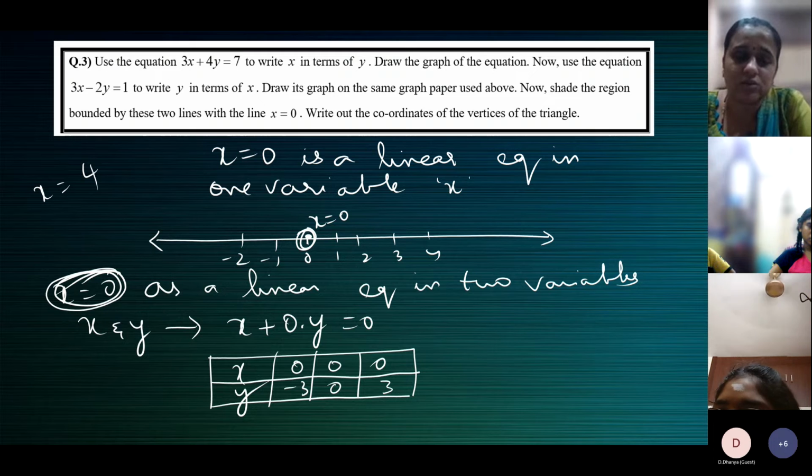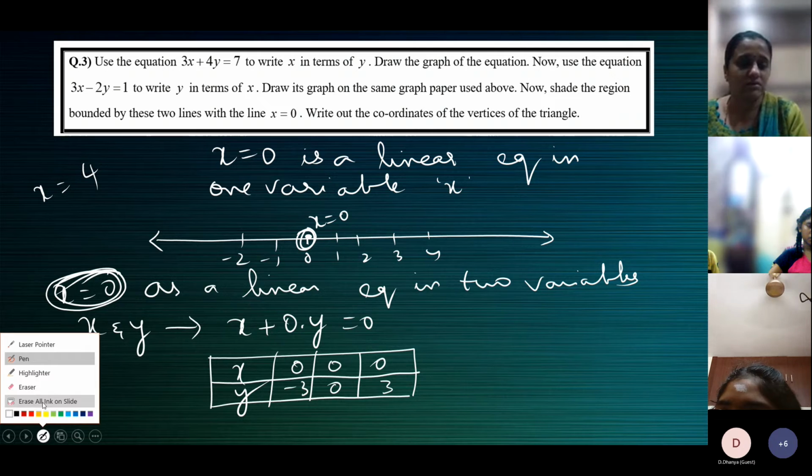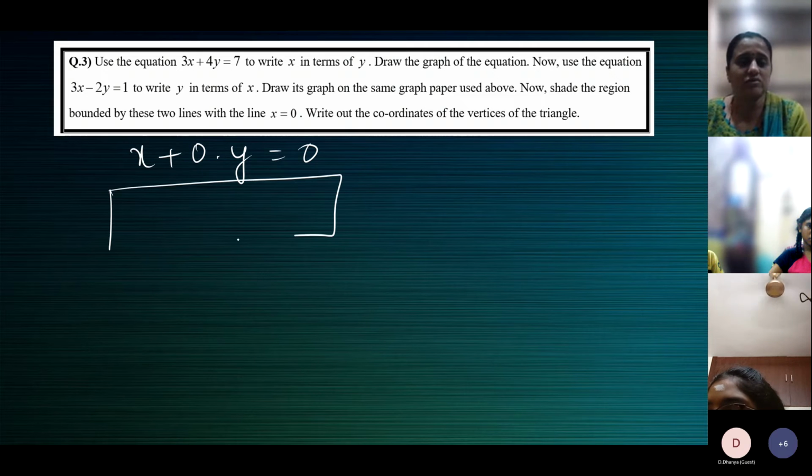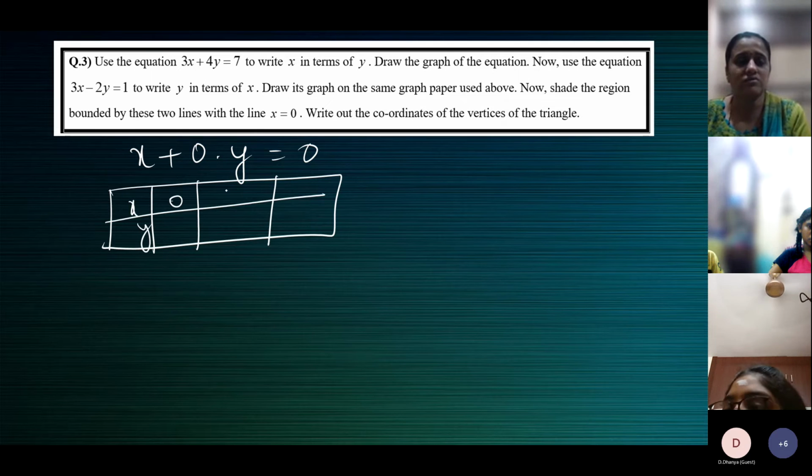When x is equal to 0, x is always 0 for any value of y, and that will satisfy the equation. We'll see that now. What is the equation? x plus 0y is equal to 0. And what have we taken? x is always 0 for any value of y.